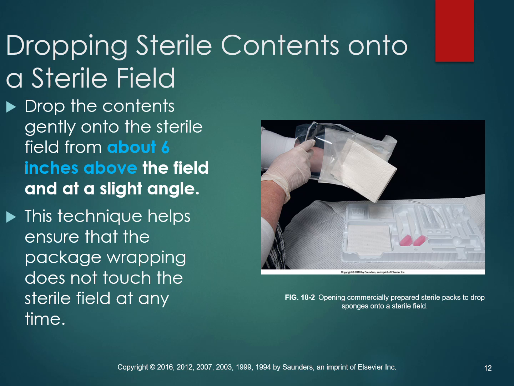Once the field is opened, you can see the person here is putting things onto the sterile tray or table. So you want to drop the contents gently onto the sterile field from about 6 inches above the field and at a slight angle. Now, once again, notice where she's dropping it. She's not going to the middle of the sterile field. It's from the edge, the very edge. And it says this technique helps to ensure that the package wrapping does not touch the sterile field at any time.